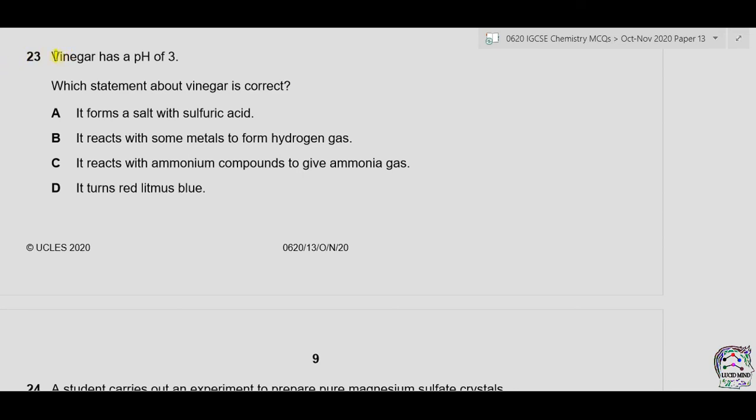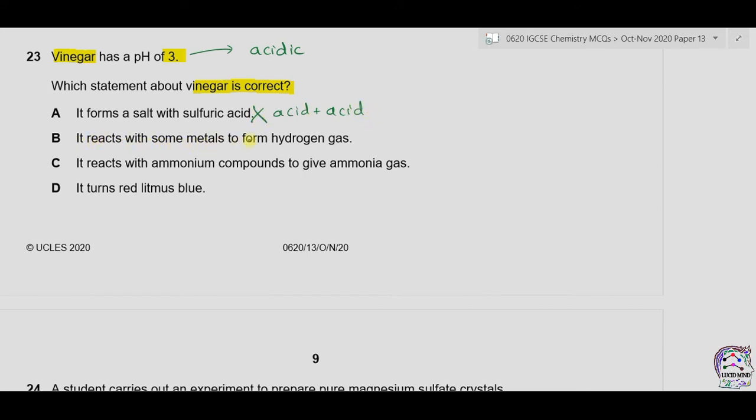Question 23. Vinegar has a pH of 3. Which statement about vinegar is correct? Now pH of 3 means that vinegar is acidic in nature, so it will give all the properties of acid. A. It forms a salt with sulfuric acid. Now acid cannot react with acid to form salt, so A is incorrect.